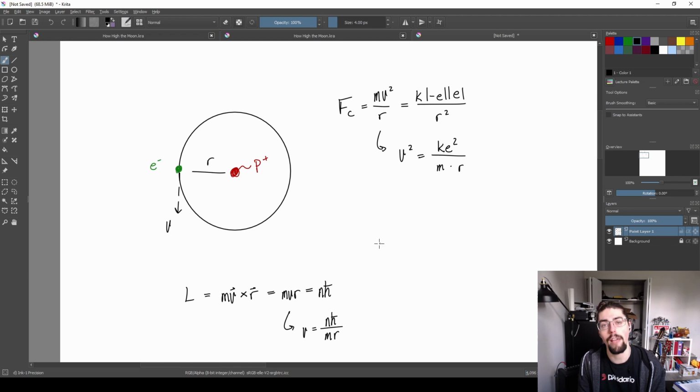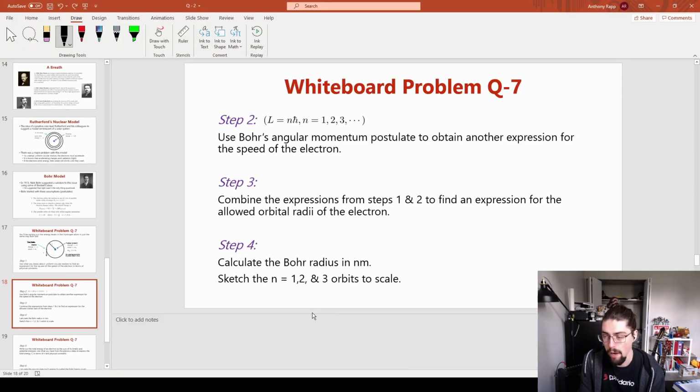So with all of this information so far, now what we're going to try to do is relate these two values together. Taking what we have seen so far, we're going to combine the expressions for these two to find an expression for the allowed orbital radii of the electron.